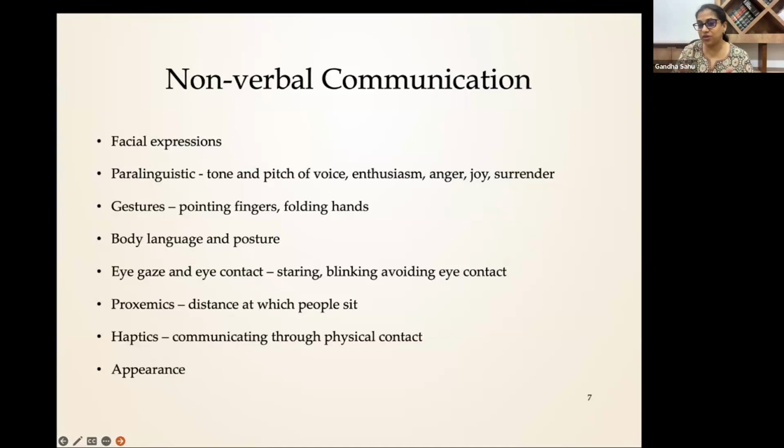If you can offer that presence, it's quite obvious through your body language that your entire attention is on the screen. So that's one of the things. It's a lot of mental work as much as it is physical. So that's one tip that I can give you as far as online communication is concerned. Non-verbal communication includes facial expressions, which we just saw in the video. Paralinguistic, the tone and pitch of voice, enthusiasm, anger, joy, surrender, quite obvious.